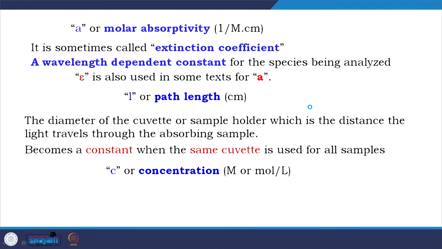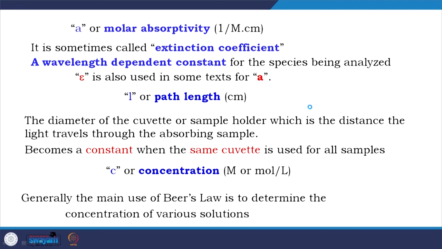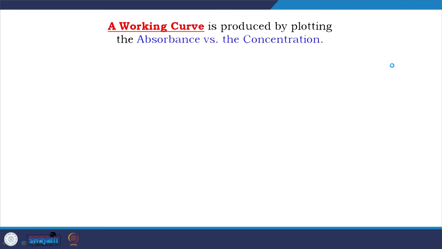C is the concentration. Generally, the main use of Beer's law is to determine the concentration of various solutions. How? As we know, A equals epsilon C l. So, this could be fixed by fixing the cuvette. Epsilon is characteristic. So, by measuring absorbance, we could find the concentration. A working curve is produced by plotting absorbance versus concentration.